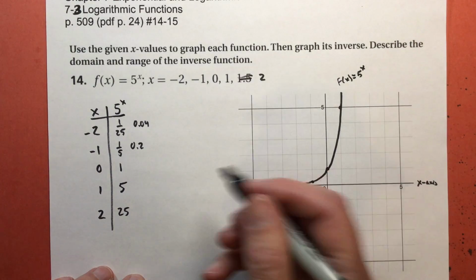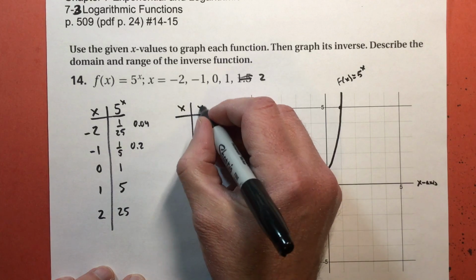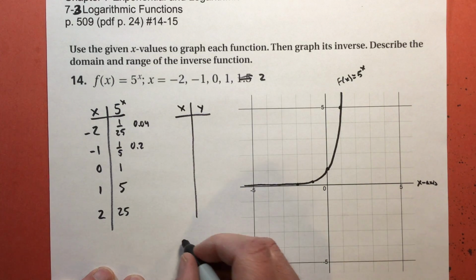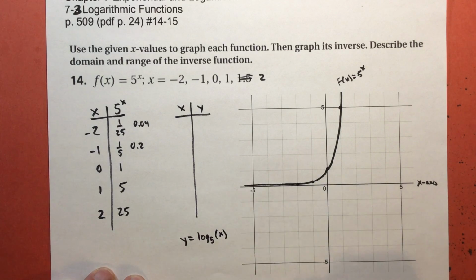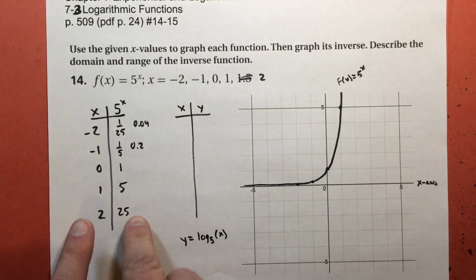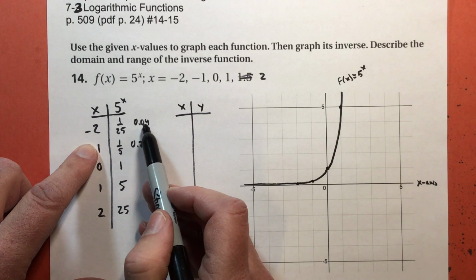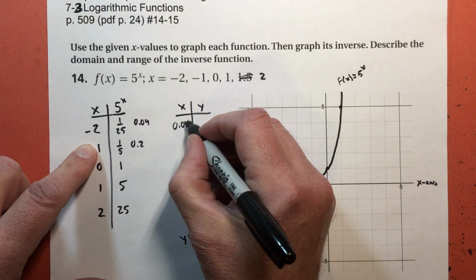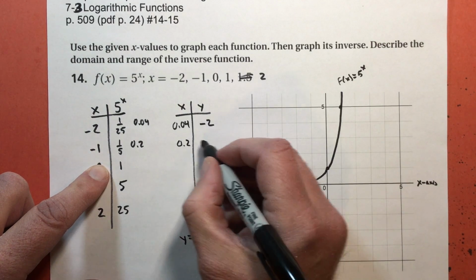Now, I'm going to do the inverse. So I'm still going to have an input variable x. I'm still going to have an output variable y. And in this case, my y is going to be log base 5 of x, because that's the inverse of 5 to the x power. To make the table, I just switch the x and y's. So my x is -2, my y is 0.04. So now for my inverse function, my x is going to be 0.04, and my y is going to be -2. This will be 0.2, this will be -1.